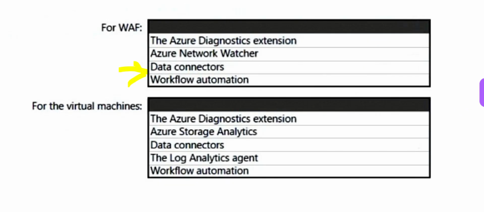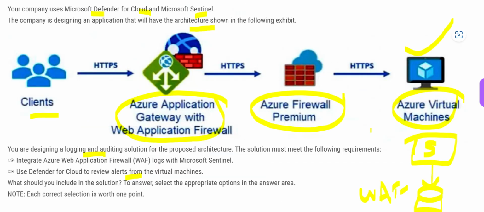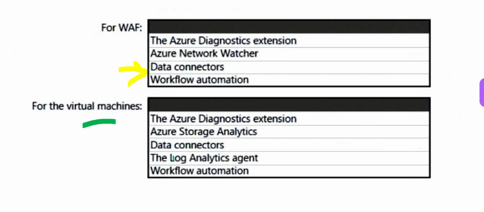What about virtual machines? What should we use? For virtual machines, Defender for Cloud will review the alerts. That means they will need the Log Analytics agent. So why is this agent required?